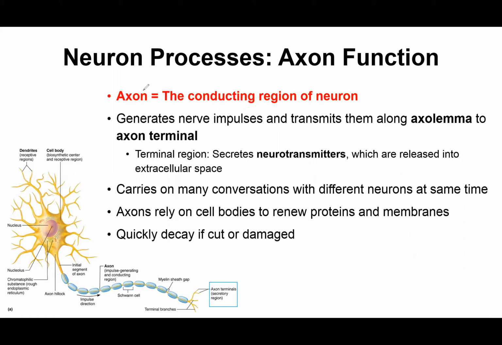In addition, it's also good to understand that axons carry on many conversations with different neurons at the same time. And axons rely on their cell bodies to renew the proteins and the membranes that are present on them. If axons are cut or if they become damaged, they can very quickly decay.